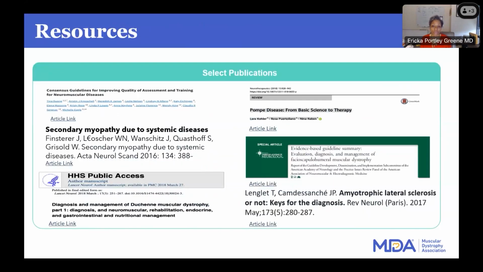So there's a wealth of resources. We just chose some select articles which were published in the past 5 to 7 years about how to evaluate myopathies, Duchenne, ALS, facioscapulohumeral, Pompe's, and the like. And then the consensus guidelines is very good for the assessment and training of neuromuscular disease in general, which we recommend.